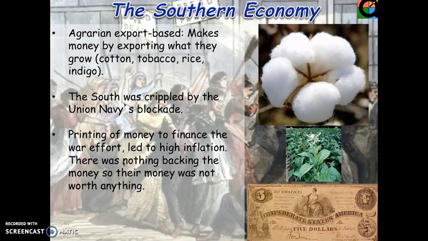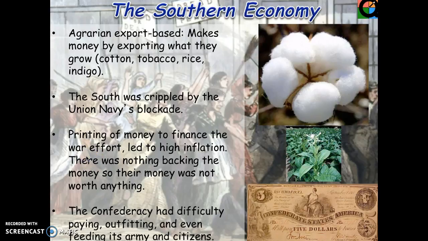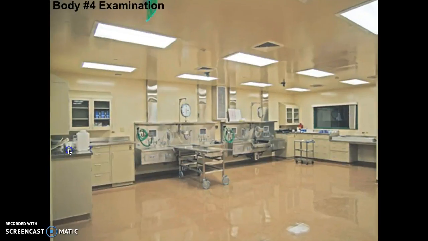So basically the Confederate dollars were not worth anything at all. The Confederacy had difficulty paying their soldiers. Some soldiers were unable to send money home. They're not working because they're off fighting. The Southern Army often lacked outfits and uniforms, and food for their army. And then also the citizens were struggling.